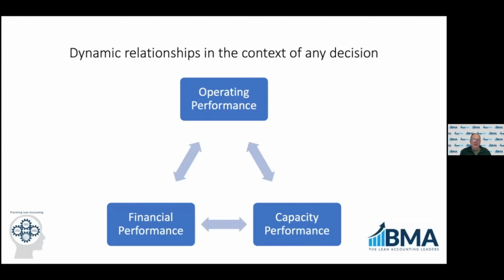If you're looking at a typical operating decision that is just a one-time decision, there may not be a tremendous amount of impact. But if you're looking at a more strategic decision, you have to consider what's going to happen over time to these relationships. That's the kind of thinking we want to occur.